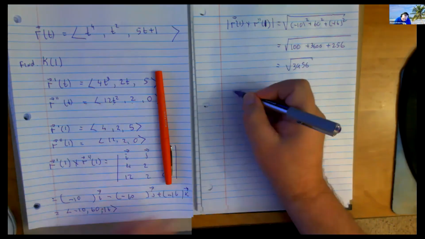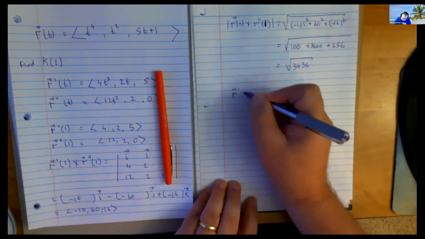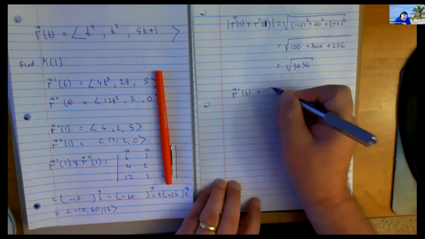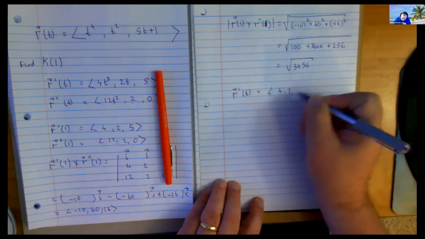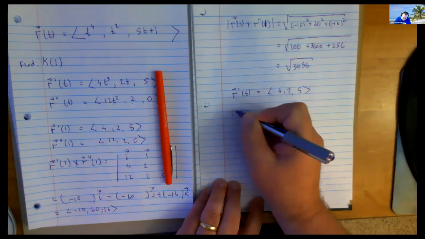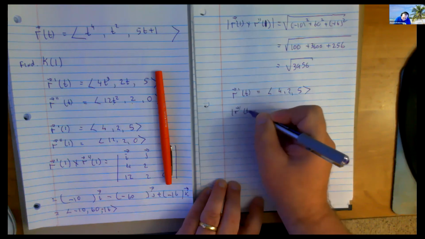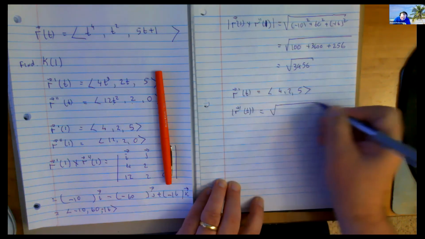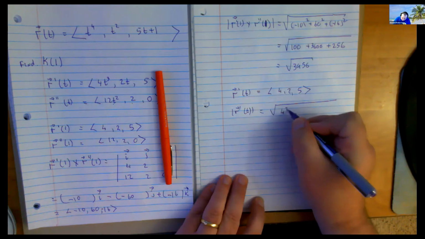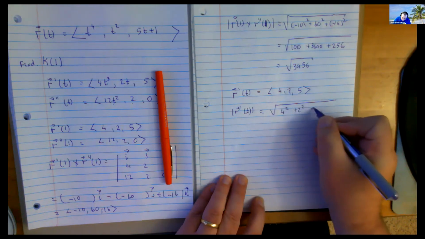Okay, now this fella was 4, 2, 5. So the magnitude of this fella is the square root of 4, 2, 5 squared.